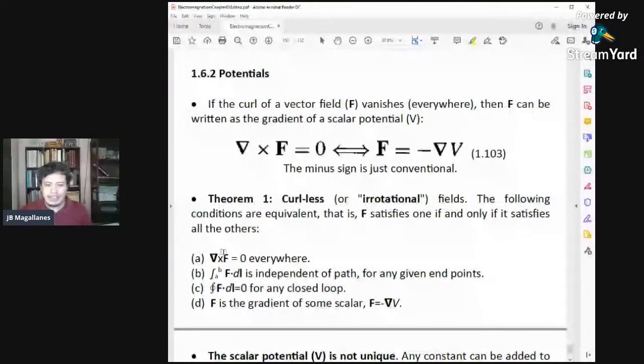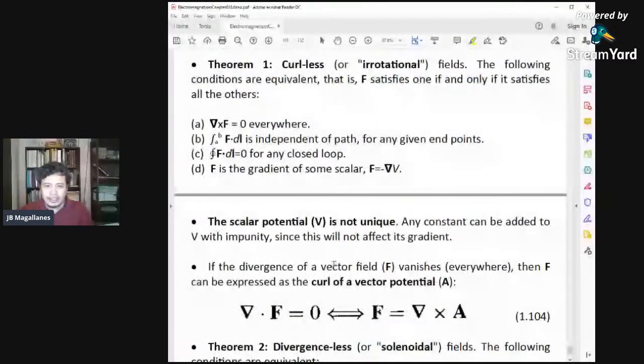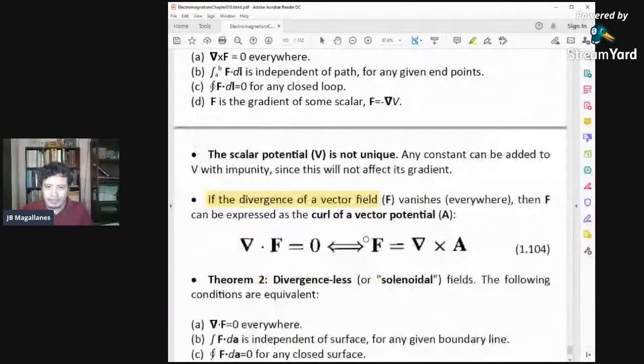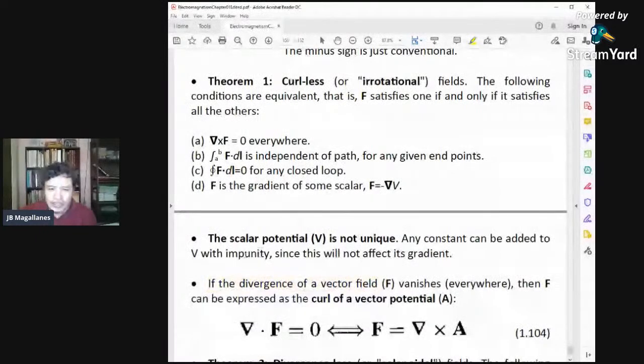The next one is for the divergence of a vector field. By the way, there's a note here: the scalar potential V is not unique. This is not unique.